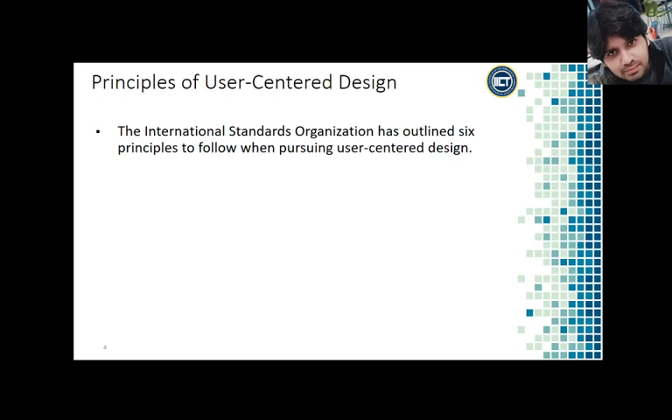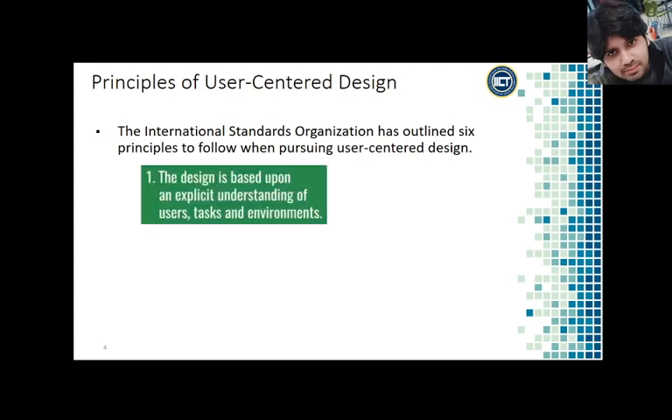Now, the International Standards Organization has outlined 6 principles to follow when pursuing user-centered design. Number 1. The design is based on explicit understanding of users, tasks, and environment. That means we must gather information about the users, the tasks they perform, and where they perform those tasks. We need to leverage that knowledge throughout the design process.